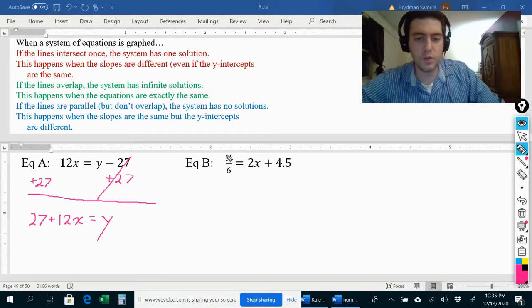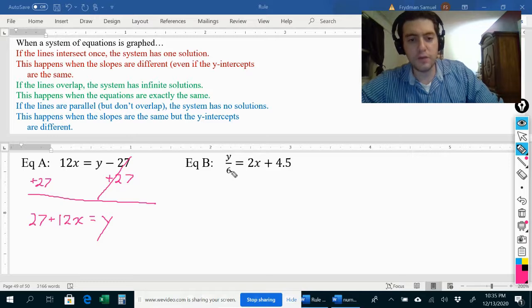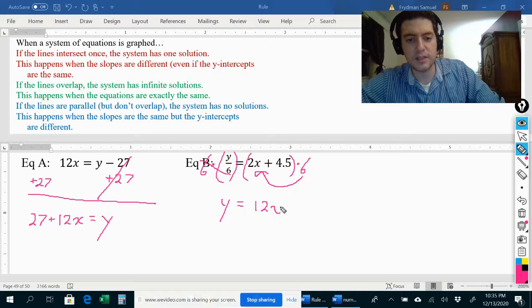And then over here, again, this one's not too hard. To get rid of this 6 over here, that's the only thing that's on the same side as y. All this other stuff is already on the other side of the equal sign. So the only thing that we have to do to get y by itself is to multiply this by 6, and then we'll do the same thing on the other side, multiply all this stuff by 6. So here the 6's cancel, and we get y equals, then we have 6 times 2x, which gives us 12x. And 6 times 4.5 is going to be 27. So we're going to get plus 27 over here.